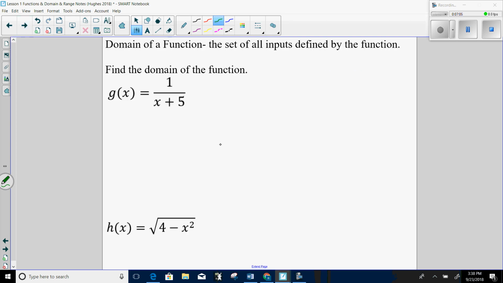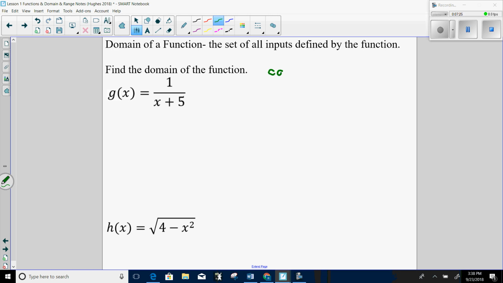So now we go to the next ones. Find the domain of the function. Remember what the domain of the function is. It's the inputs, the x values. So what I have to do is I have to look at these two questions here. And I have to ask myself, what could possibly go wrong? Two main things happen in an equation, in a function.